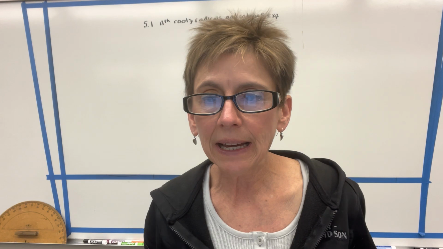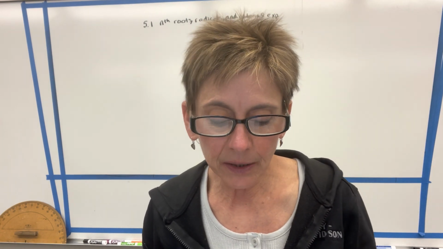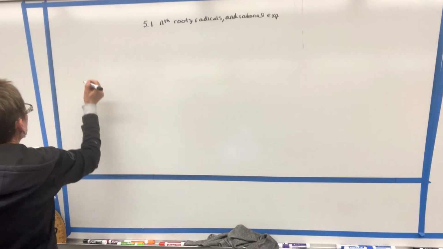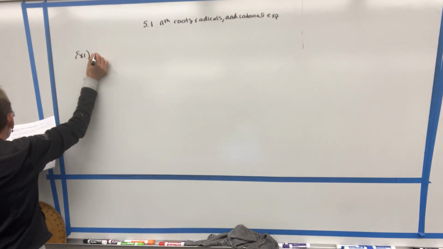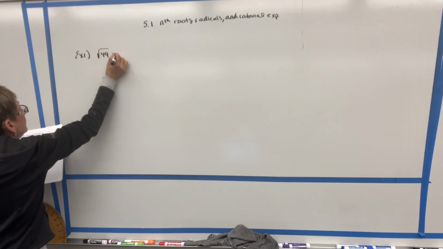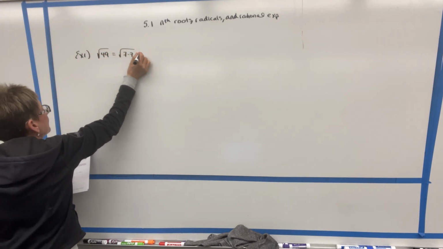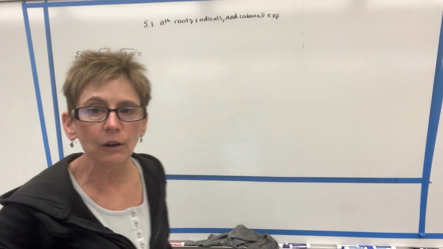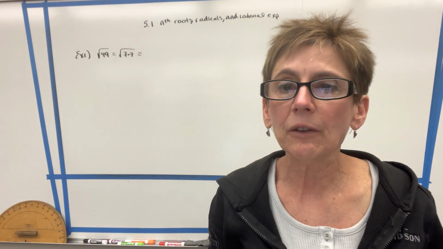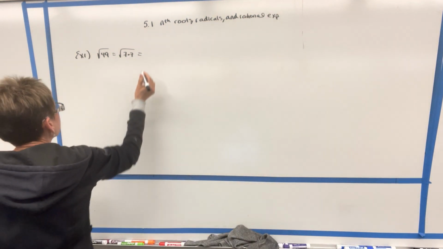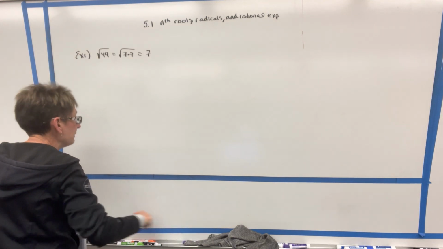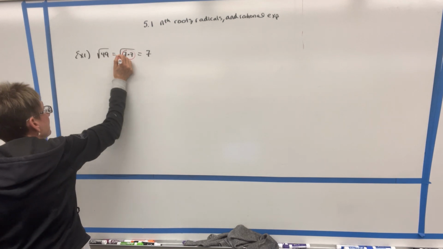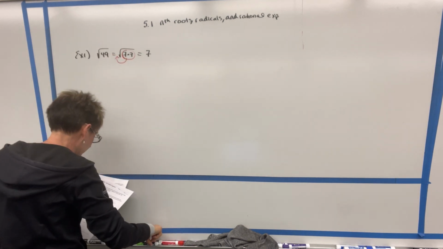Before we dive into the main point of the lesson, I just wanted to review what it means to take the square root of something. If I look at, for example, the square root of 49, 49 is 7 times 7. When I ask you what the square root of 49 is, you're asking yourself, what number do I multiply by itself to make 49? And of course, the answer is 7. But what I want you to see visually here is that because I had a pair of 7s, I can take that pair out and my answer is just 7.